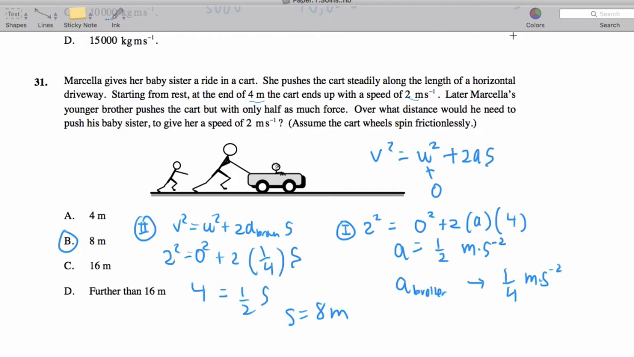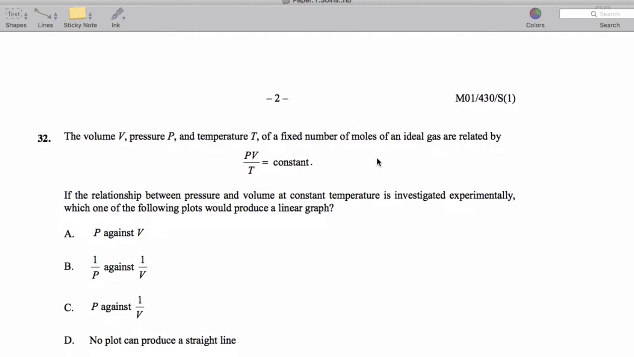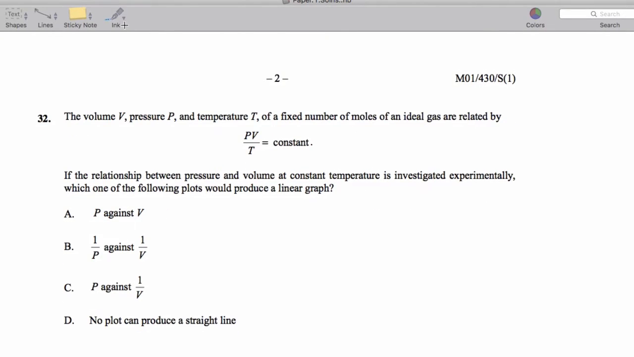Now for 32, it's a little deceptive. We want to know, so we've got PV over T equals a constant. Now first let's look at the choices because it looks like we're doing some kind of a graph. So we've got P's and V's here. So let me first of all just try to figure out what the relation between P and V is.